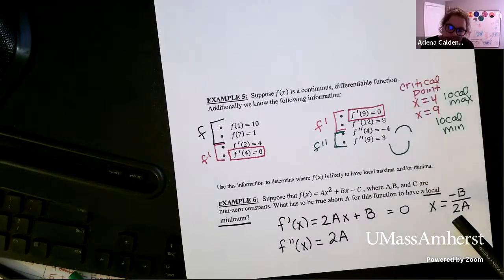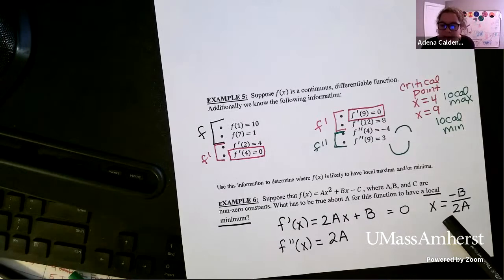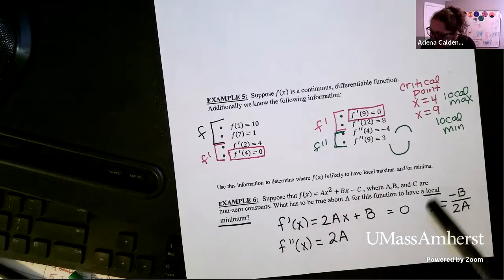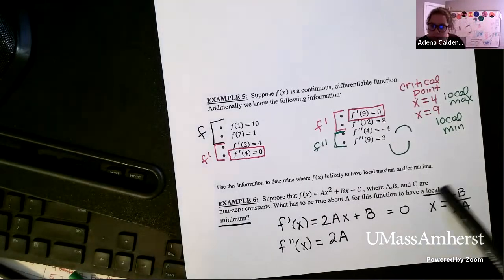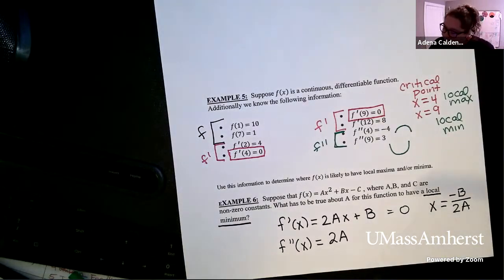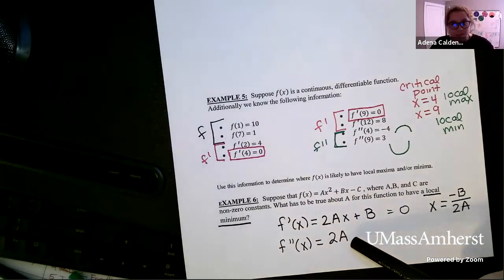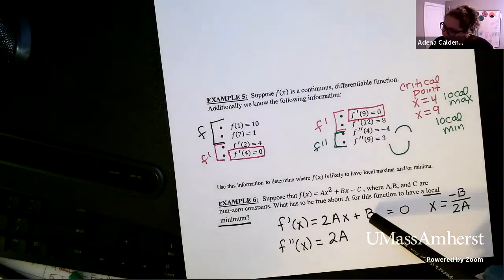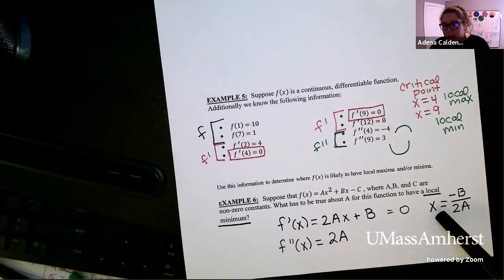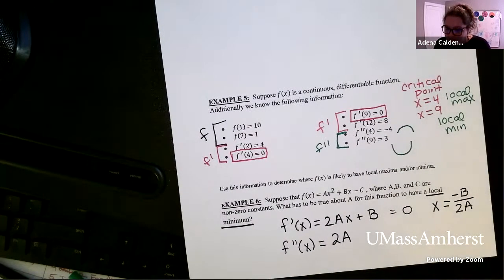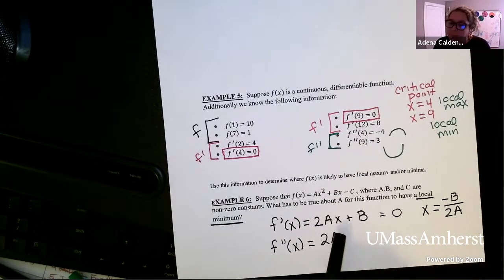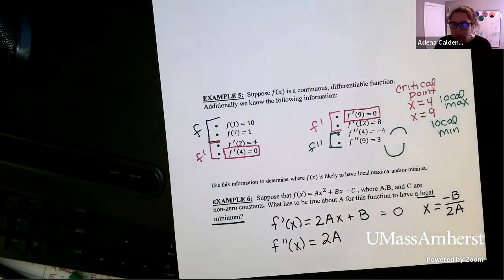But the question here is, what has to be true about a for this function to have a local minimum? So there's nothing we can really say about the actual critical point to make this a minimum. So we're going to use the second derivative here. The derivative of 2ax is 2a. The derivative of b is 0. So if we need this particular x value to be a minimum, we can manipulate the second derivative because there's no x in here. We're not plugging this in. This is like the one we looked at with a 6.